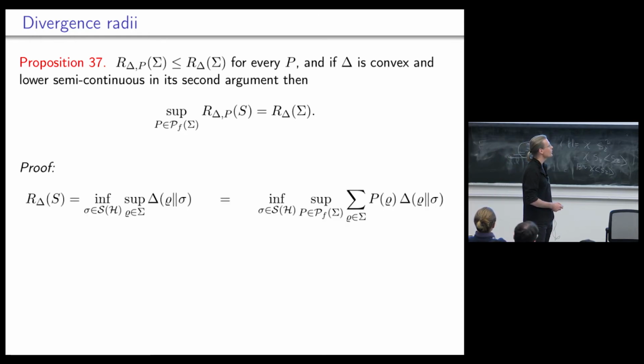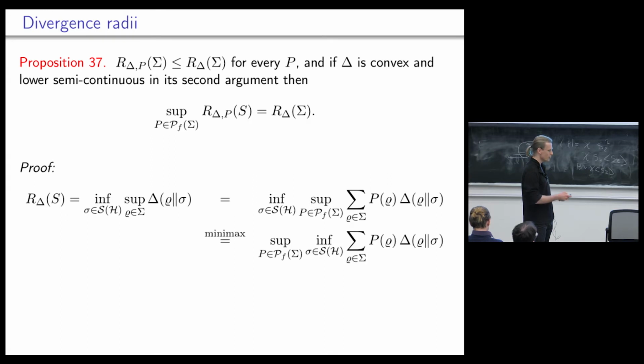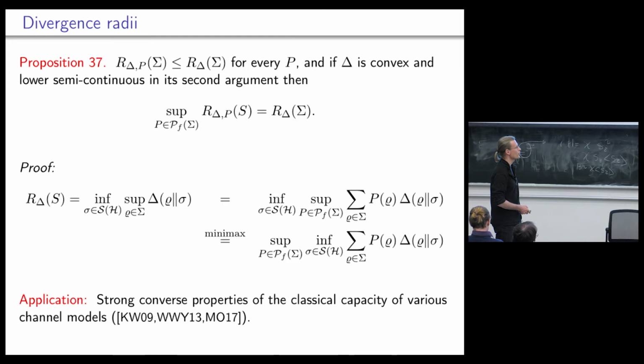So we have the definition of this delta radius here. It is clear that we can replace the supremum over all elements here to supremum over all finitely supported probability distributions. And then we can use something called the minimax theorem to actually interchange the infimum and the supremum. That's why it's called minimax theorem. And this is nothing else but the definition of the weighted radius. And this has found applications in establishing strong converse properties of various channel capacities.